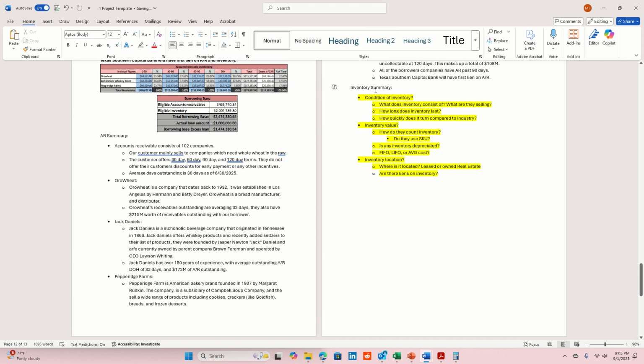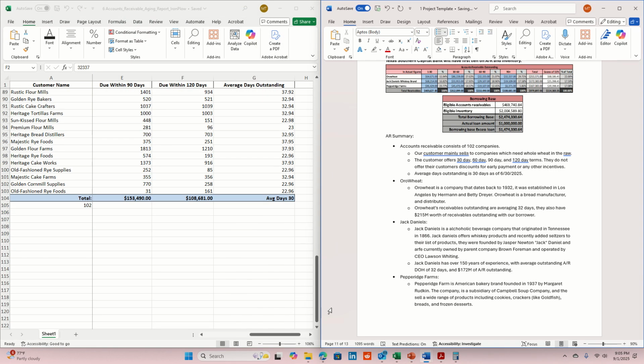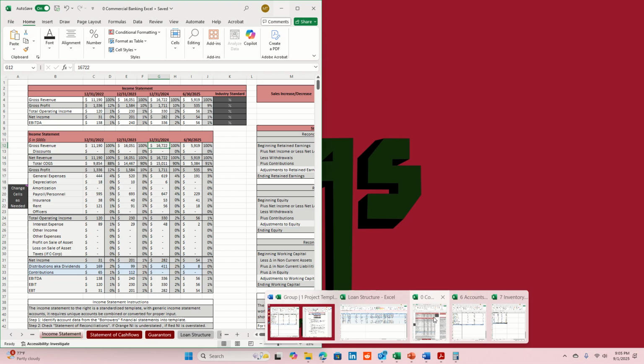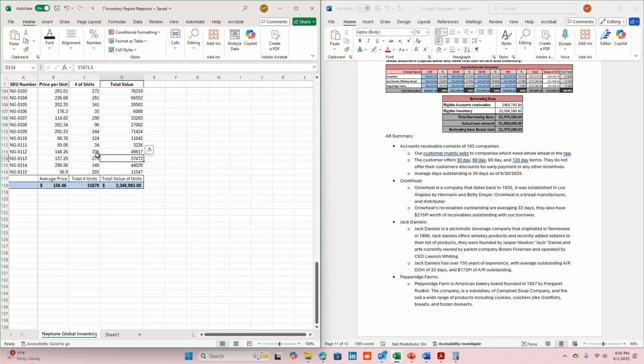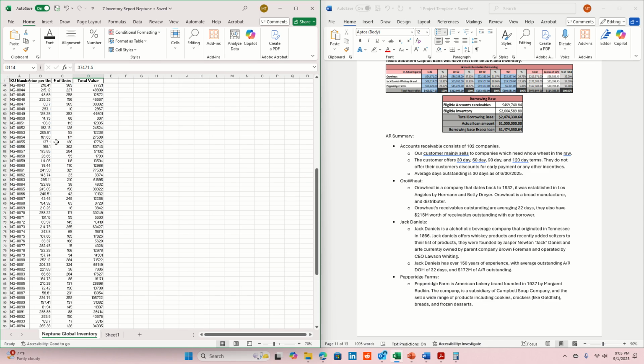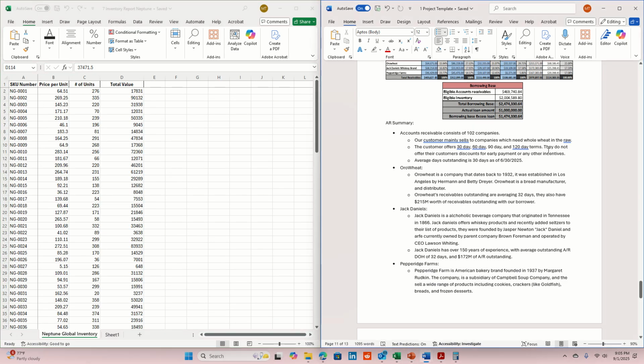Okay, so inventory summary. Condition of inventory. What does inventory consist of? What are they selling? Okay, condition of inventory. So let's drag this to the right. Let's pull up our inventory account. Inventory, here we go. Drag this right here. What does inventory consist of? Inventory for this specific company that I'm working on.